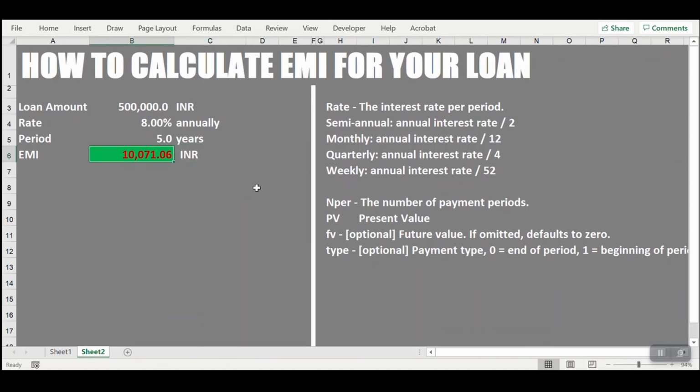This is the monthly amount that I'll have to pay for 5 years, on a monthly basis, because this will be a monthly deduction from my account. So I hope this gives you a good understanding, and I have the definitions of the variables that I'm using in the formula as well. I hope this is giving you good clarity on how you can calculate the EMI.